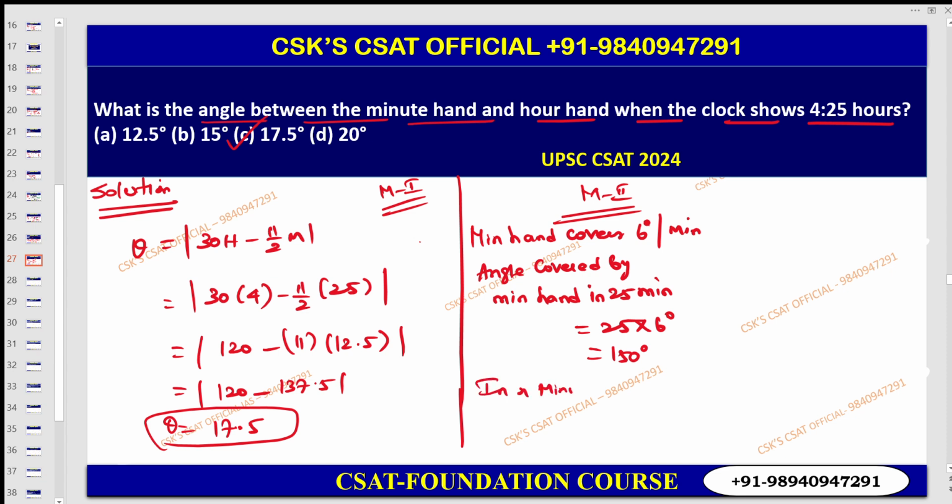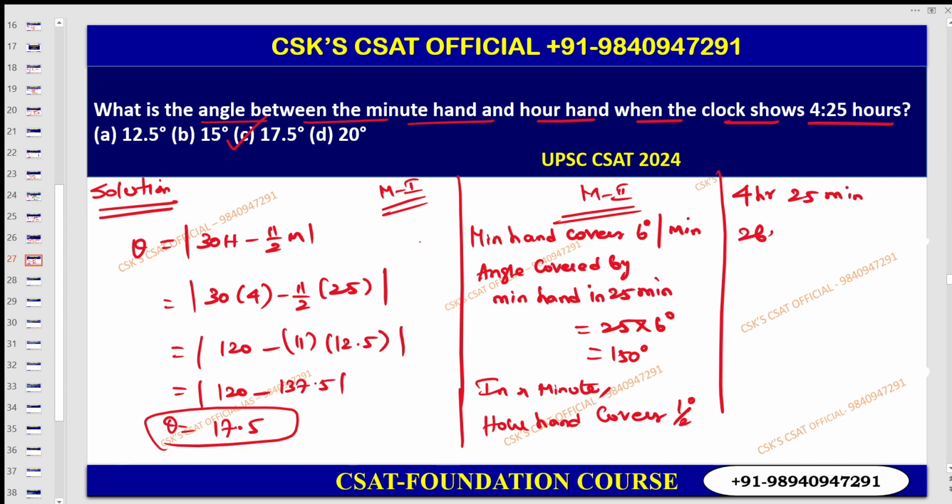In the same way, the hour hand covers half a degree per minute. So how many minutes are there? First of all, convert: 4 hours 25 minutes. The 4 hours is nothing but 240, so therefore 265 minutes. In that, 265 into half a degree is 132.5. The required θ is greater minus smaller. Please understand, greater minus smaller: 150 minus 132.5, which is nothing but 17.5.